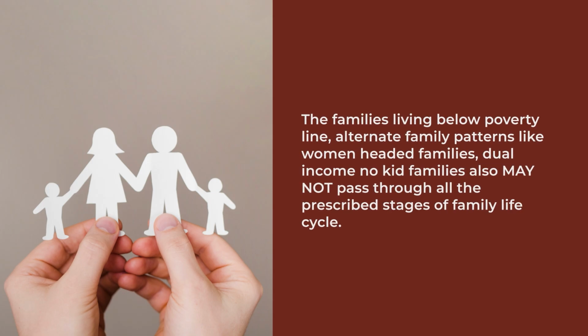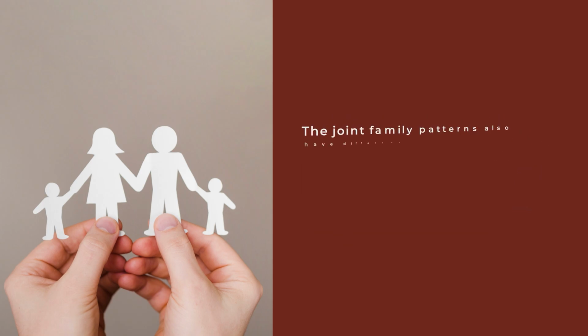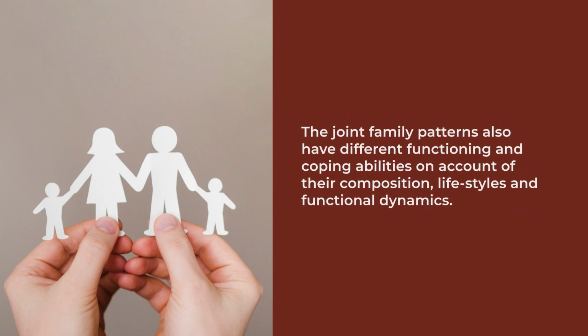The families living below poverty line, alternate family patterns like women headed families, dual income no kid families also may not pass through all the prescribed stages of family life cycle. The joint family patterns also have different functioning and coping abilities to account for their composition, lifestyles, and functional dynamics.